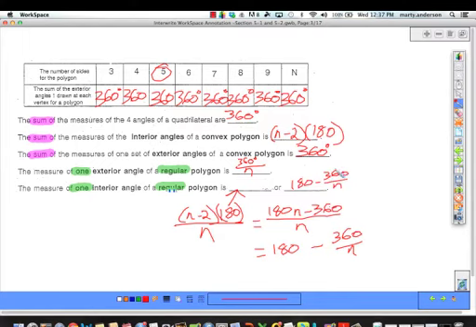Hey, where did we see 360 over n? It was the measure of one exterior angle of a regular polygon. Well, doesn't it make sense then that one exterior angle of a regular polygon and one interior angle of a regular polygon are a linear pair, and together a linear pair totals 180. So if we've got 180 minus 360 over n, we know that we have a linear pair. Coincidence? I think not.